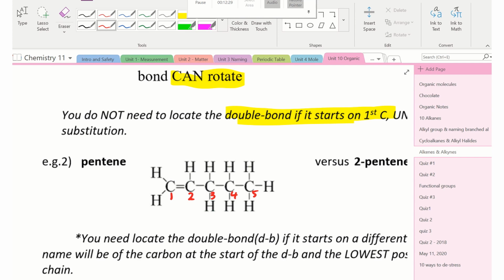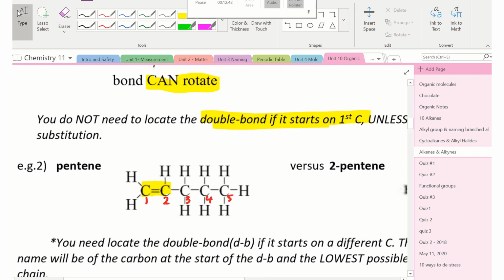So we always try to give the double bond here, it's between 1 and 2, right? So we want to always give it the lowest number. So this is actually 1-pentene. And because the rule is, if it starts on the first carbon, you actually don't need to say it's 1-pentene. You just call it pentene like this, okay?